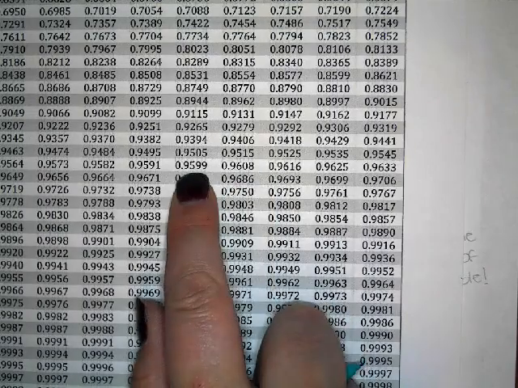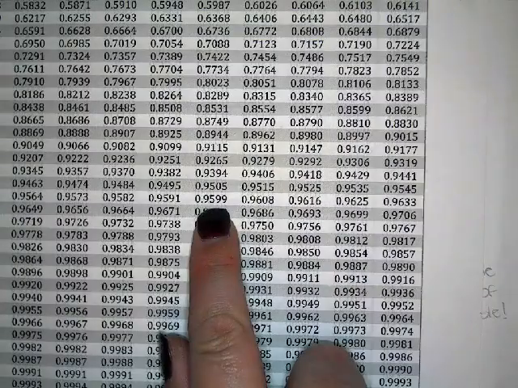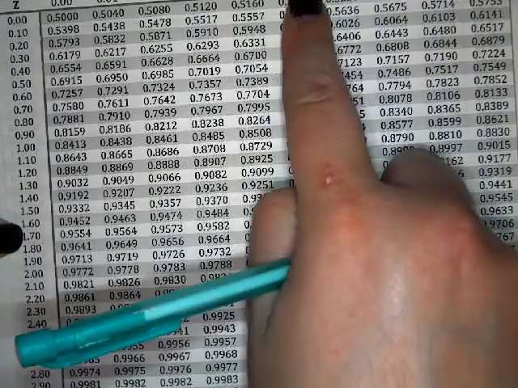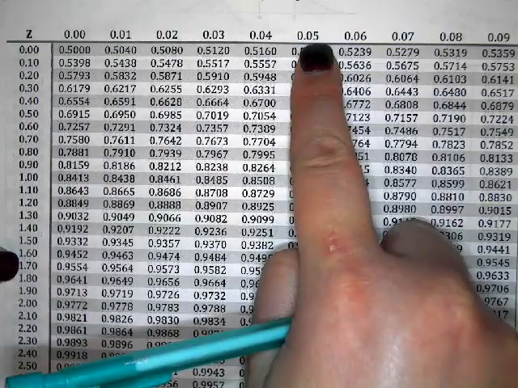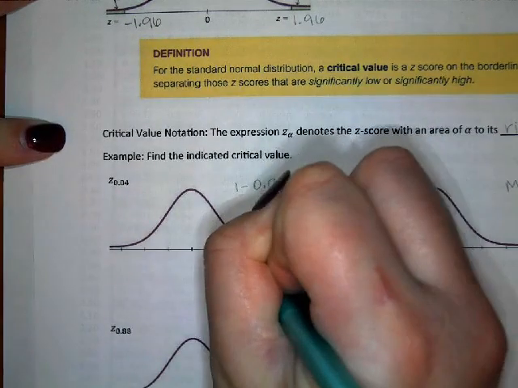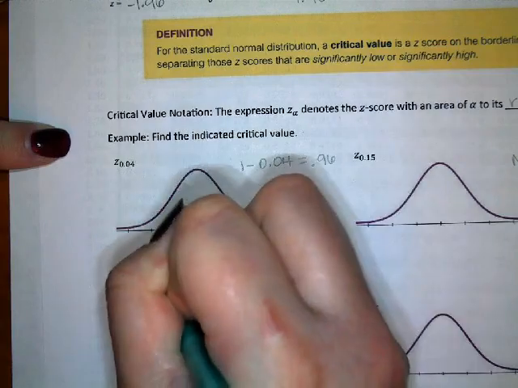So I've got 1.75. 1.75 is my z-score for that one. So z is 1.75. So I can write the critical value for a probability of 0.04 is 1.75.